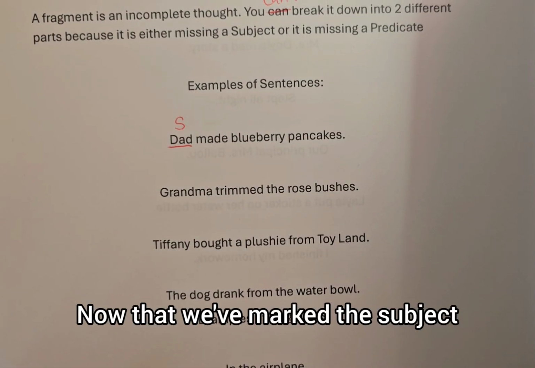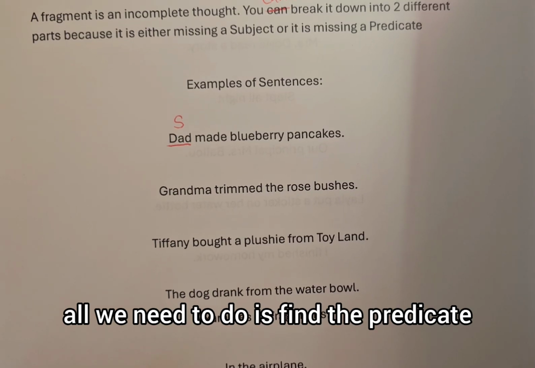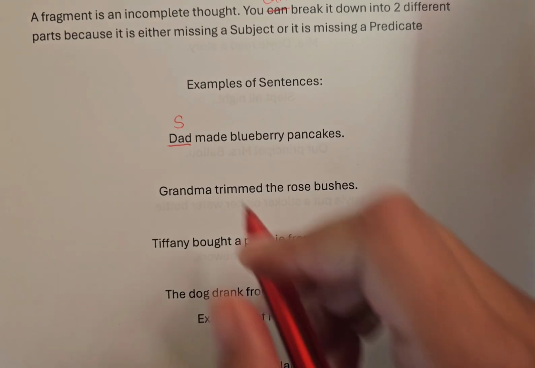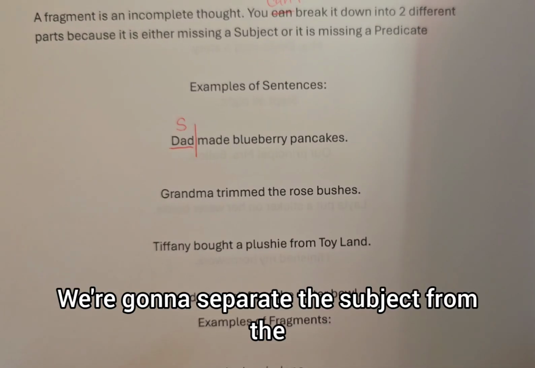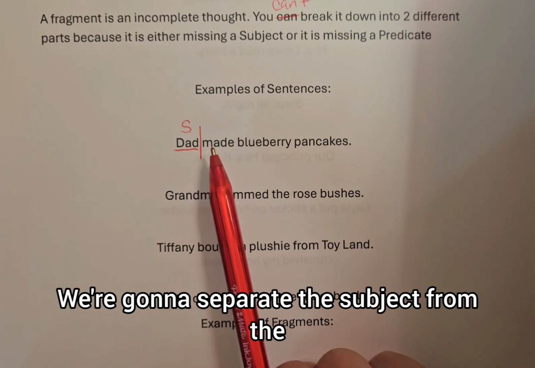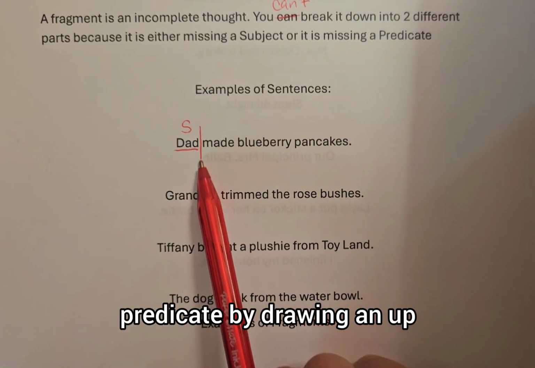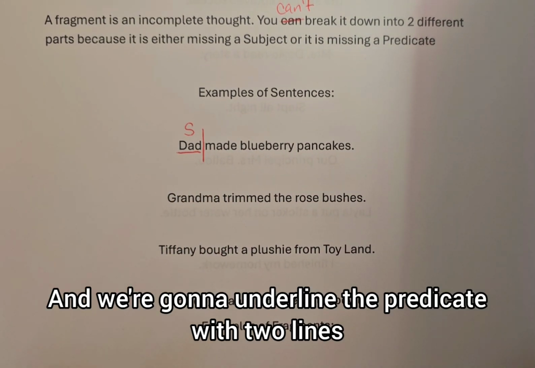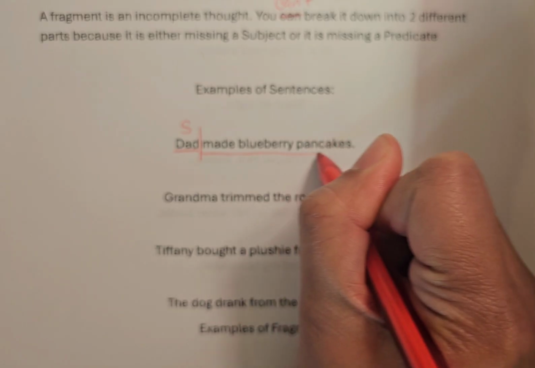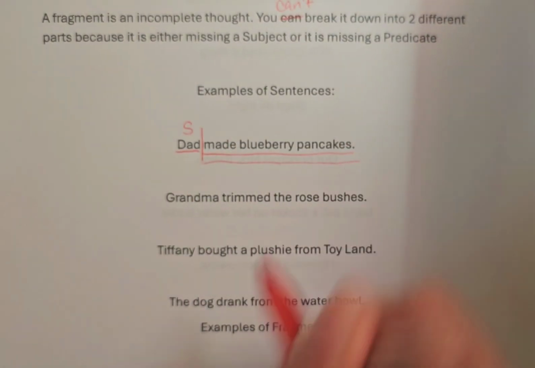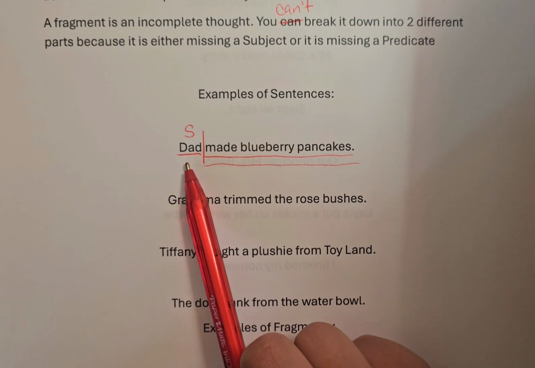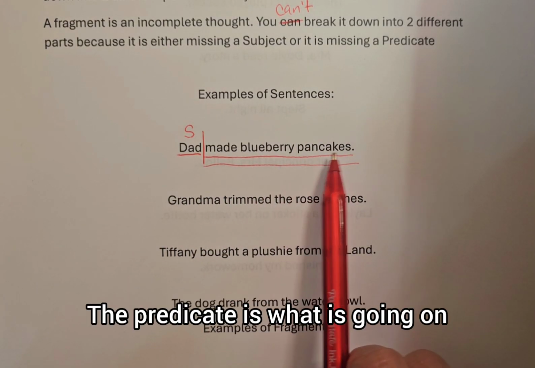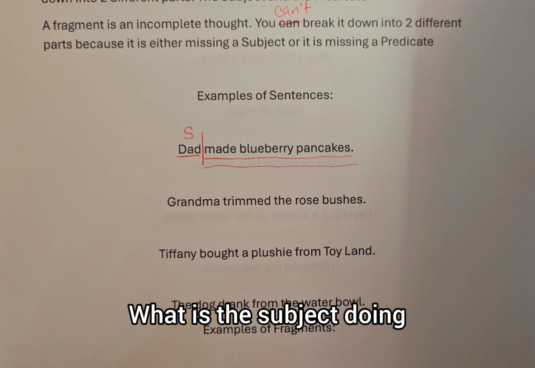Now that we've marked the subject, all we need to do is find the predicate. And the predicate is pretty much everything that follows the subject. We're going to separate the subject from the predicate by drawing an up and down line right after the subject, and we're going to underline the predicate with 2 lines. Dad is the subject. Made blueberry pancakes is the predicate. The predicate is what is going on? What is the subject doing? What is happening?